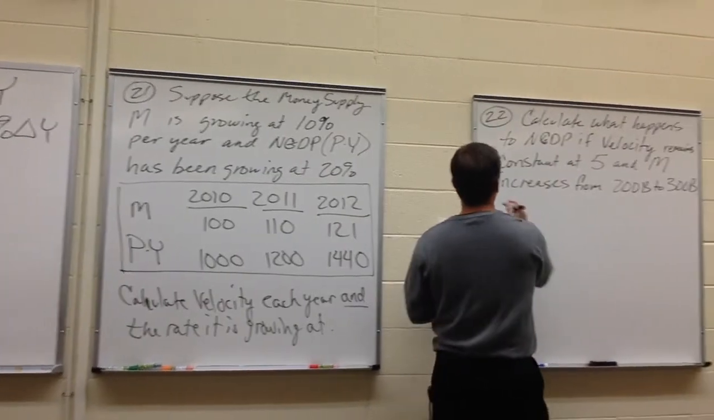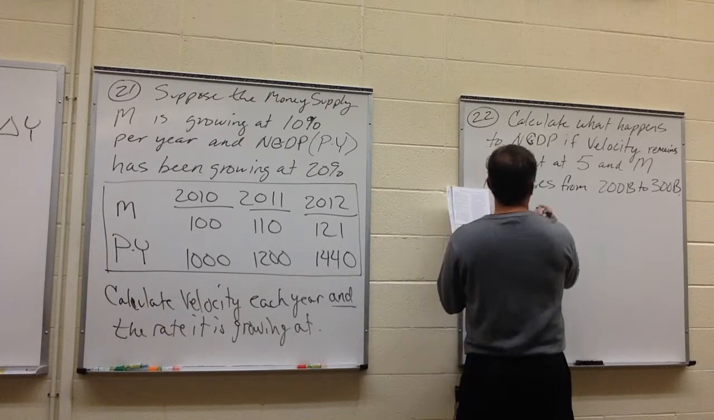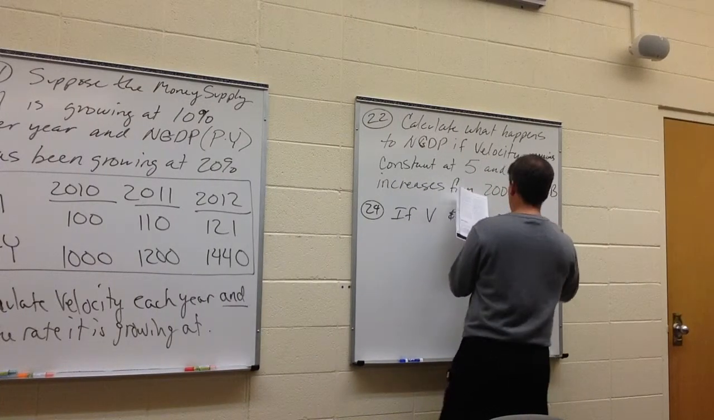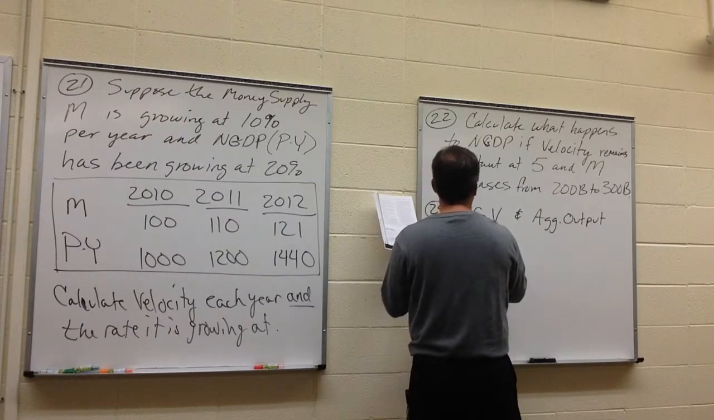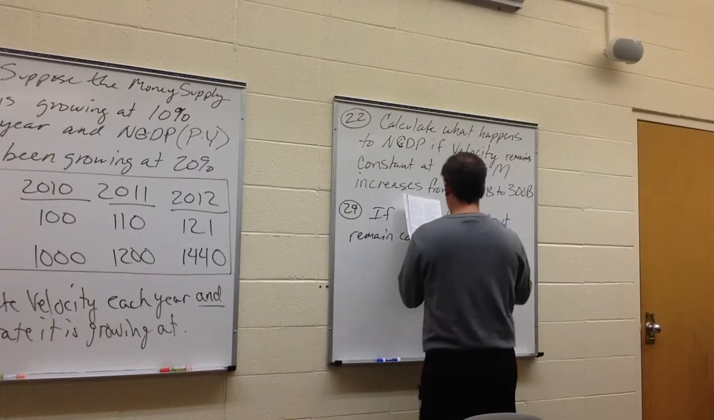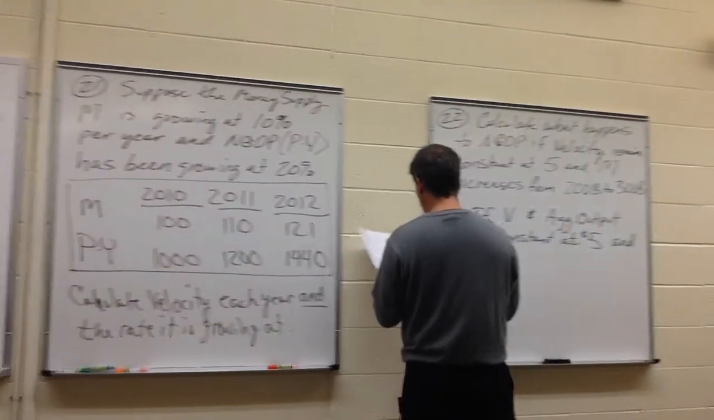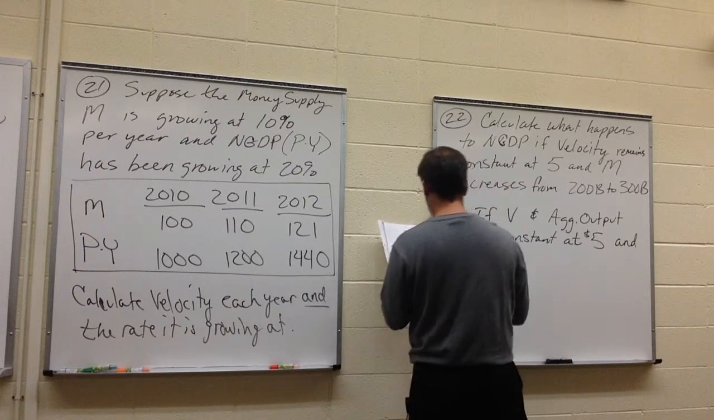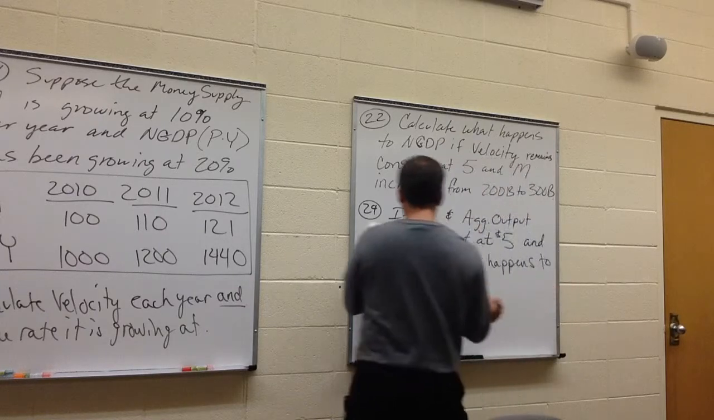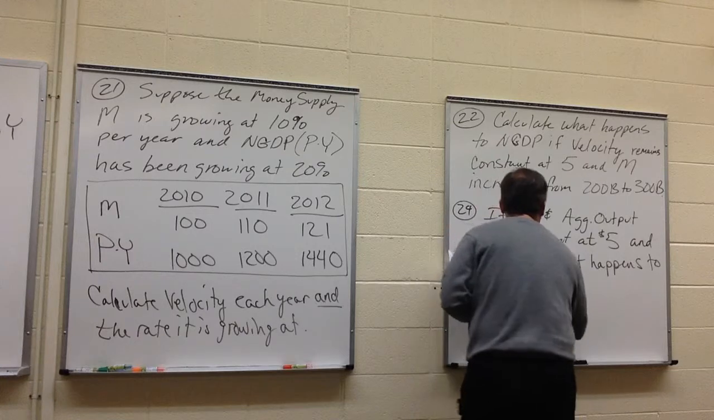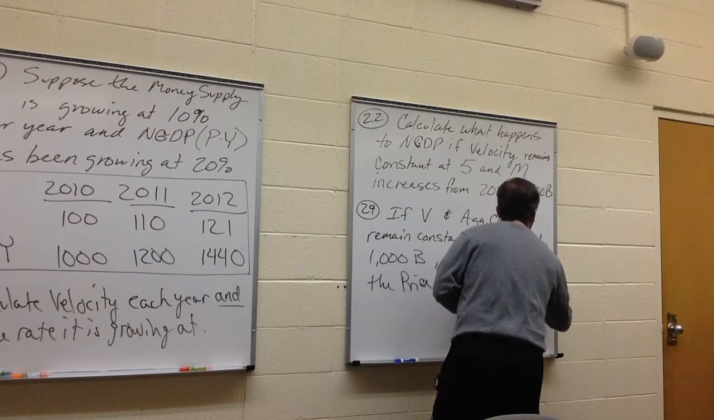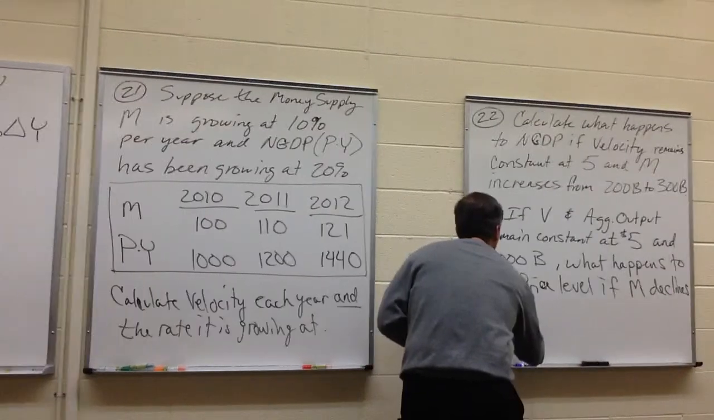Okay, so this is number 24. If velocity and aggregate output remain constant at 5 and 1,000 billion, 1 trillion, what happens to the price level if money supply declines from 400 to 300?